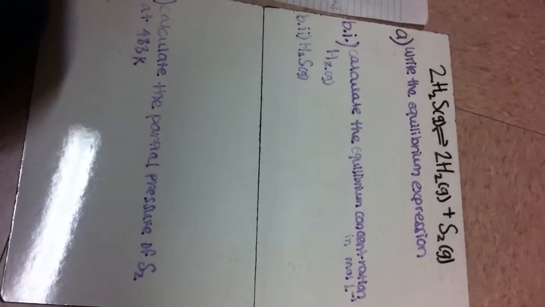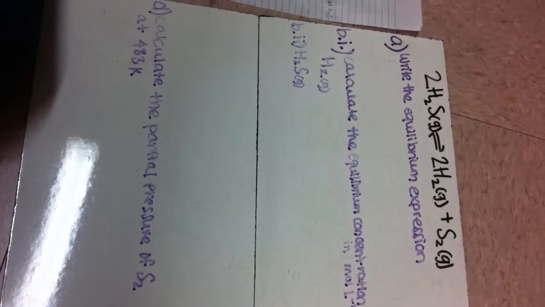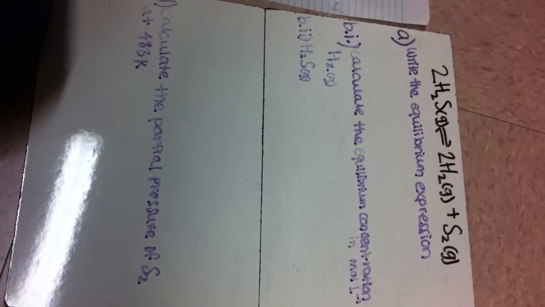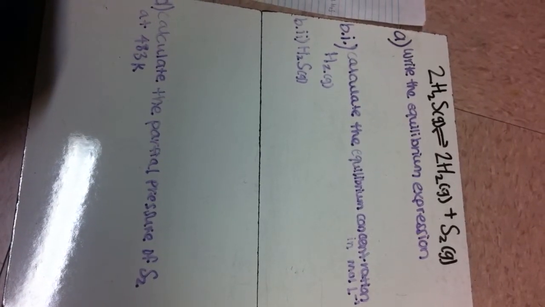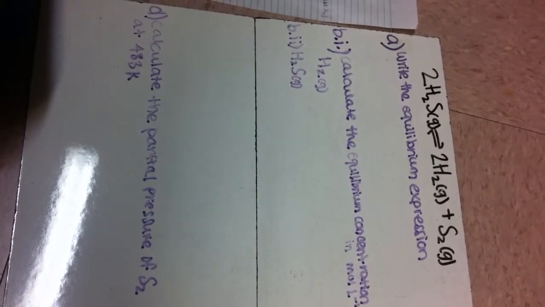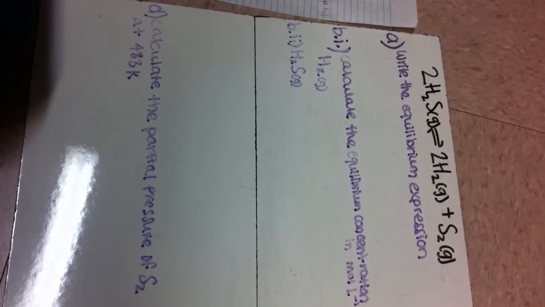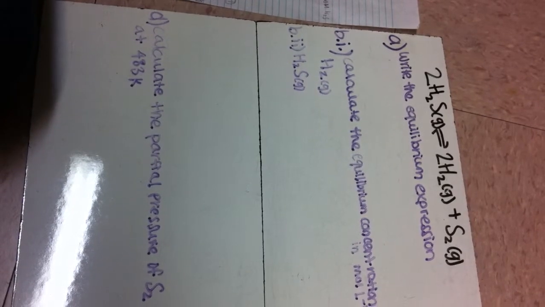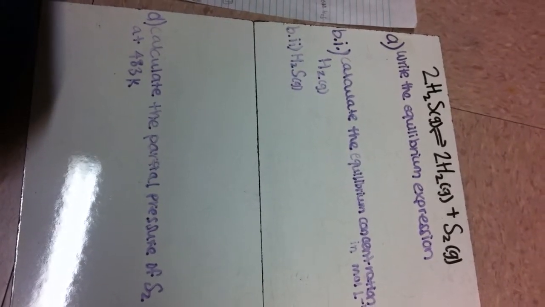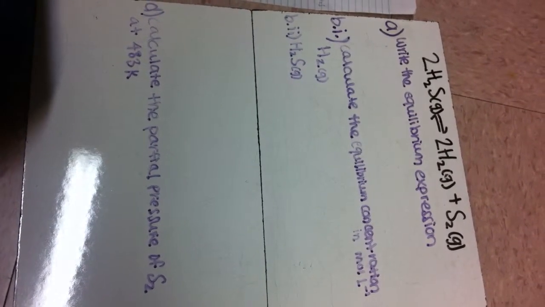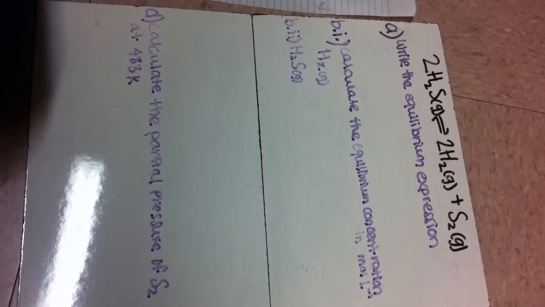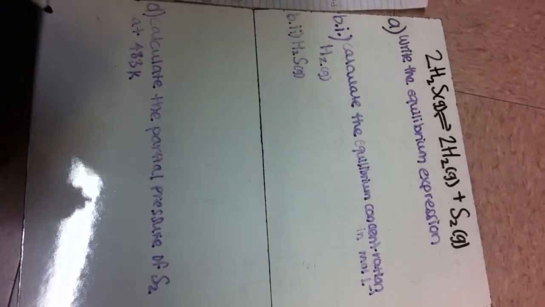The initial question is, when heated, hydrogen sulfide gas decomposes according to the equation given. A 3.40 gram sample of H2S is introduced to an evacuated rigid 1.25 liter container. The sealed container is heated to 483 Kelvin and 3.72 times 10 to the negative second moles of S2 are present at equilibrium.